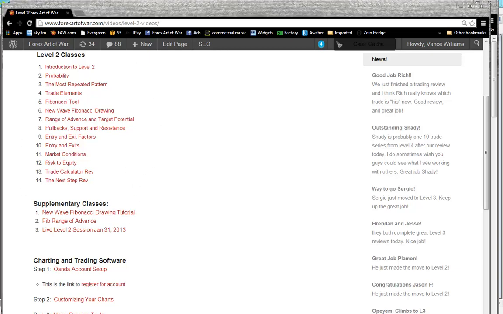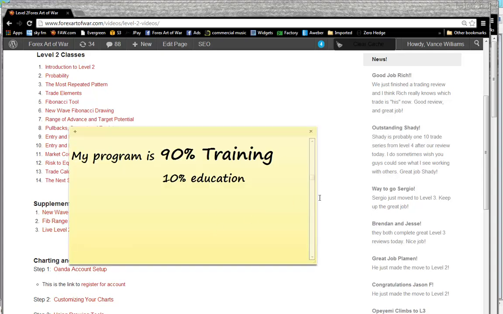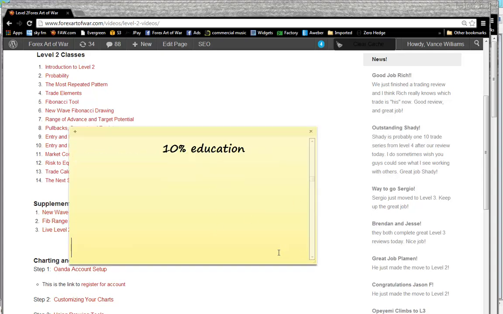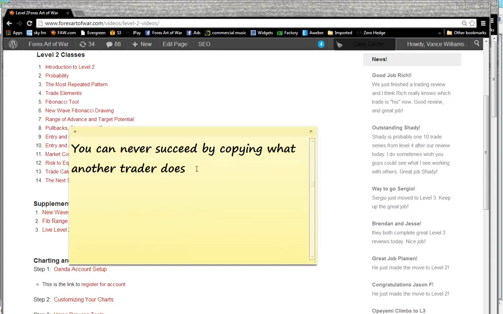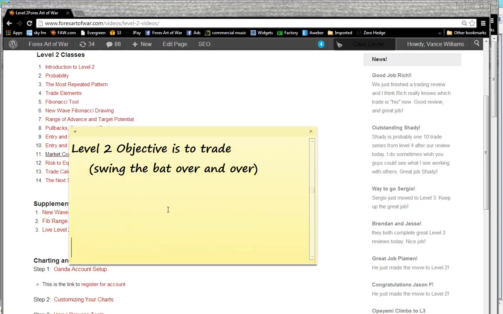And I want to bring up a sticky note again here just to emphasize something. I mentioned this earlier: you can never succeed by copying what another trader does. So again, as I was saying, we teach you high probability logic, and your only objective is just to trade. So in other words, just swing the bat.